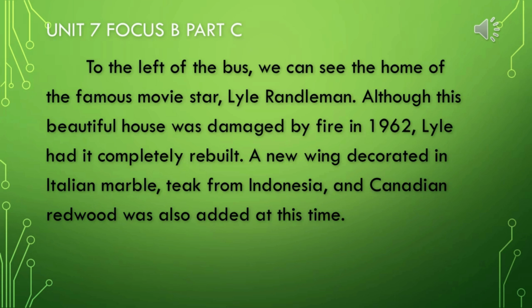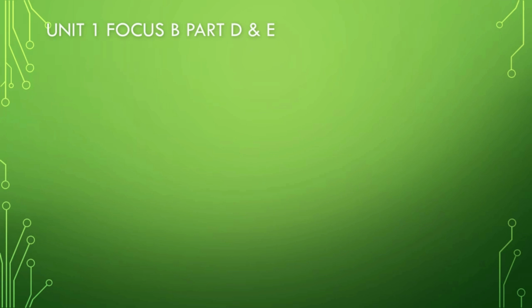Again, underline the transition word, then divide the paragraph into thought groups and mark the pauses. Unit 7, Focus B, Part D. Read paragraphs 1 and 2, and mark the pauses and stressed words. If you're my student, you may check your Google Classroom for the file.